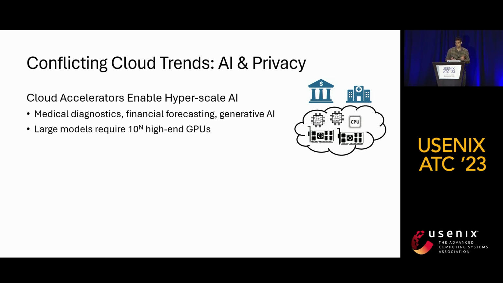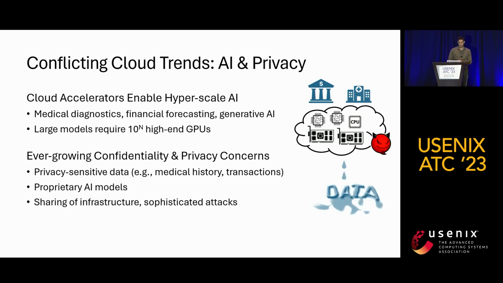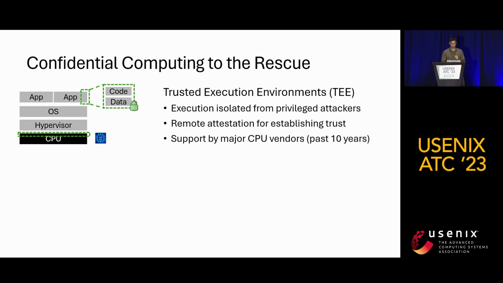In recent years, we have experienced a new wave of AI innovation. And as Marcus said, we can't do that without GPUs, which are required for cost-efficiently training these large models. Now, cloud, however, is a double-edged sword when it comes to confidentiality requirements of these AI workloads. The more you share, the more sophisticated attackers can steal your data. So we really need strong security mechanisms for preserving AI privacy in the cloud. Now, that's where confidential computing comes to the rescue.